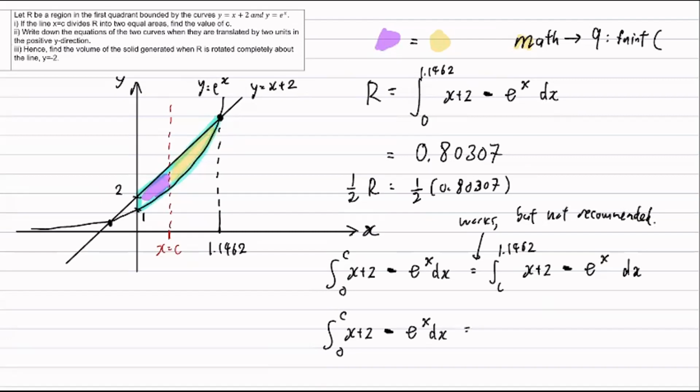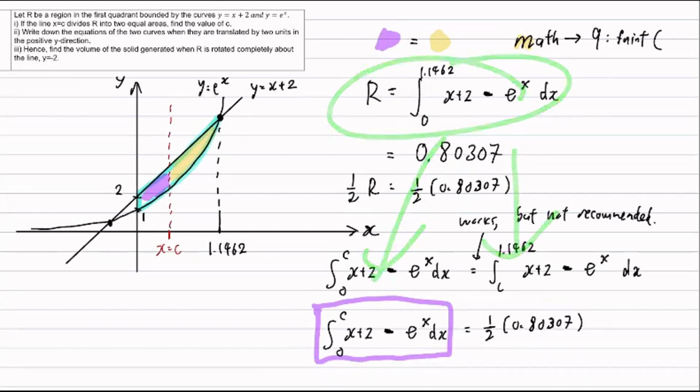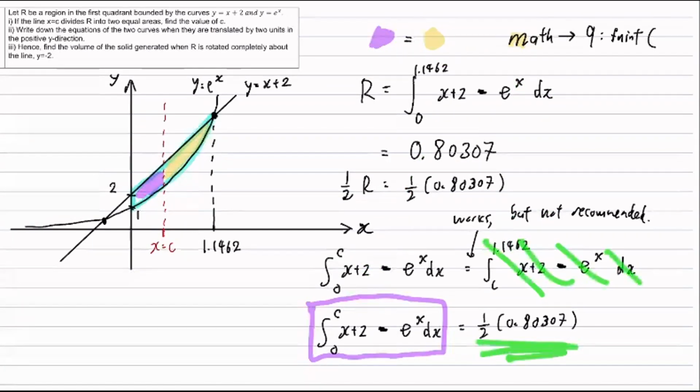But the faster way will be to integrate from 0 to C. Why 0? Because 0 is nice. You sub in 0, very easy to calculate. This 0 to C is just the purple region. Do you agree? Yeah. So this purple region and this yellow region are equal. So doesn't it mean that this purple region is just half of R? Then I don't need to calculate two different integrals, right? Makes my life easier. I already calculated one integral, so just start with half R. Then you can solve for C.